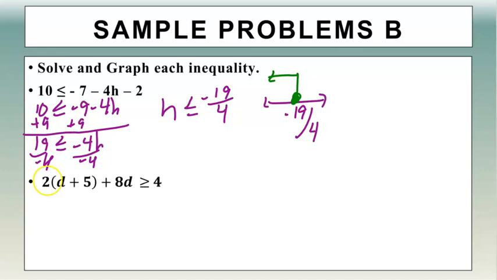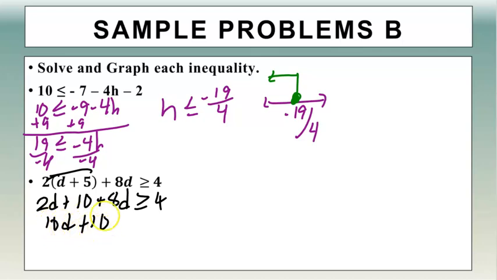Next, distribute to get rid of the parentheses. That's 2d plus 10 plus 8d is greater than or equal to 4. So that is 10d plus 10 is greater than or equal to 4. Subtract 10 on both sides. We have 10d is greater than or equal to -6.